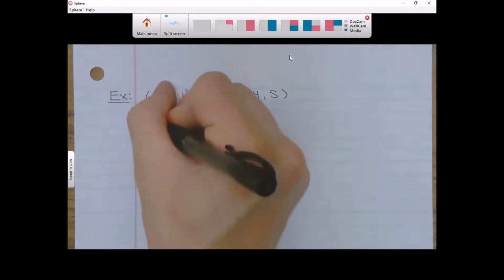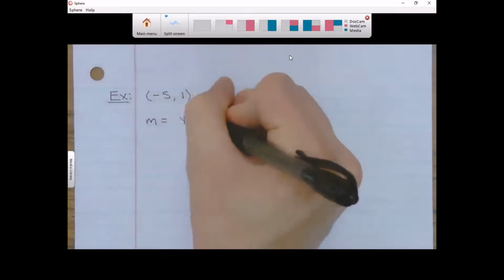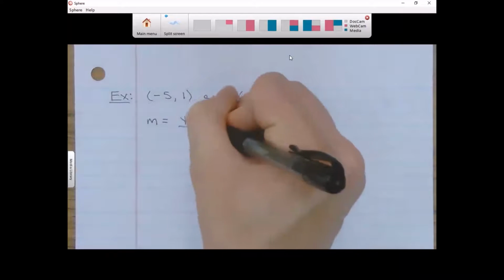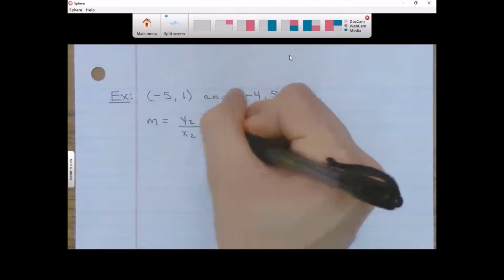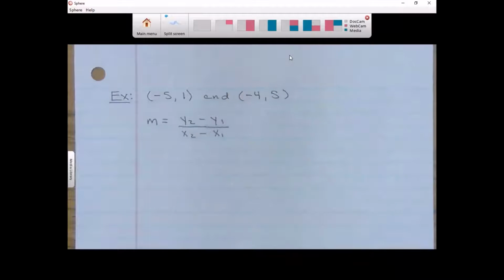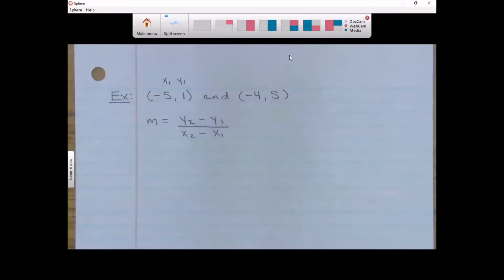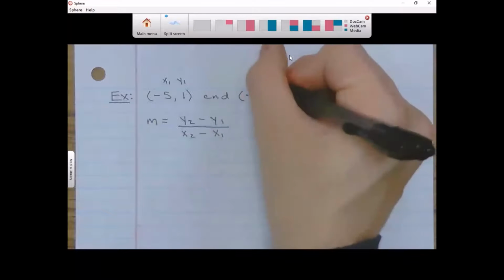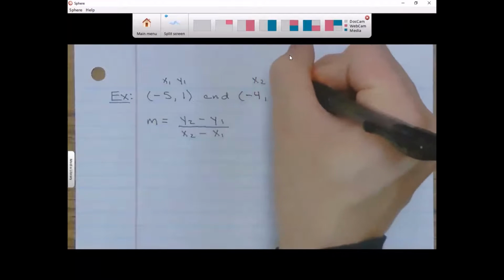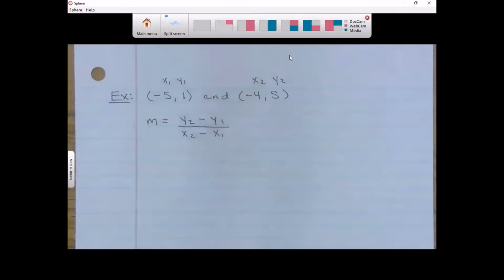So I'm going to be using the formula m equals y2 minus y1 over x2 minus x1. That's going to be my slope formula. Now up here, I have 2 ordered pairs. So I can label them as x1, y1, and x2, y2, because this is my second point. So now I have everything labeled, and I can start putting these numbers into my slope formula.